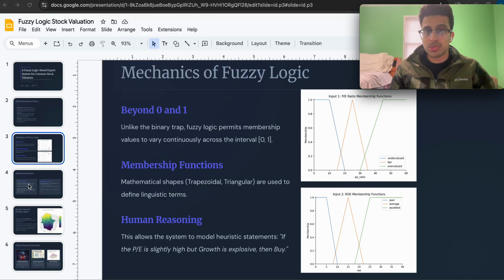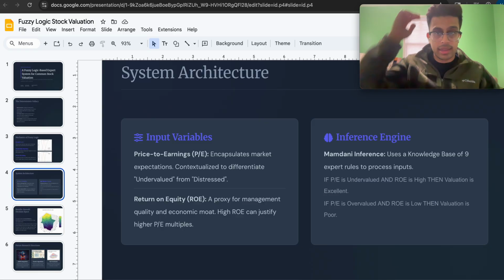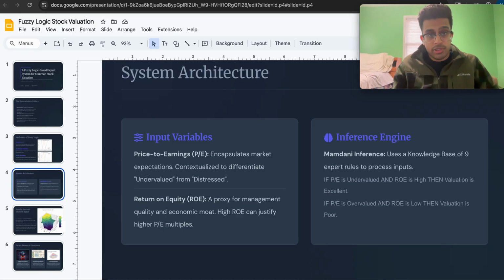Now, what happens with these two curves is I take both of them in as inputs to my functions. One is price to earnings and one's return on equity. And I basically have an inference engine. I have a set of rules, which are 9 rules, and two are listed below. And this is based off the Mamdani inference, which I don't really want to get into because I really want to focus on what this project is geared towards as a real world application.